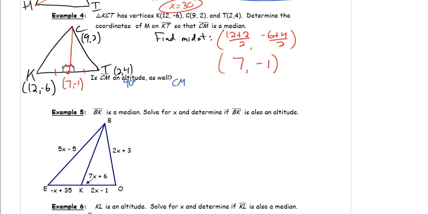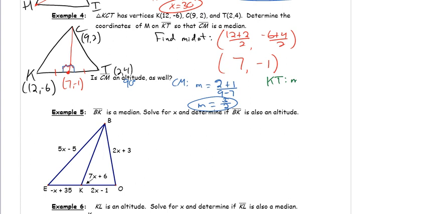So CM's slope is going to be 2 plus 1, because it's 2 minus a negative, so 2 plus 1, over 9 minus 7. That gives you 2 plus 1 is 3, over 9 minus 2... so we're going to have 3 over 2. So that's the slope of CM. Okay, hopefully not too bad so far. Again, just slope formula.